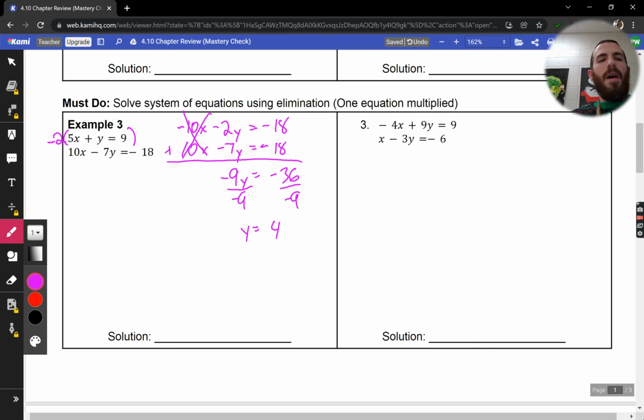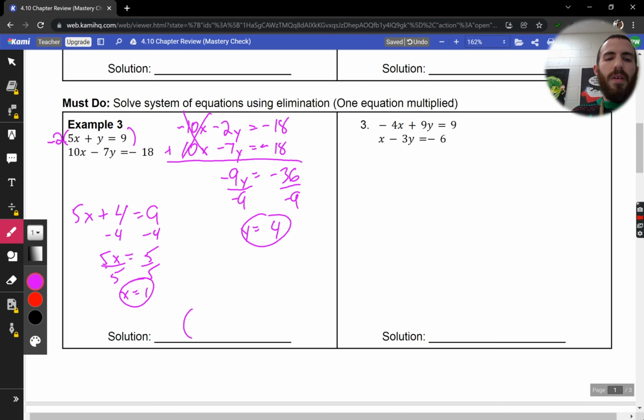Now you can choose the top or the bottom. The top equation has smaller numbers, so I'm going to plug the y into that one. So we get 5x plus the y value equals 9. Solving for x, the first thing we would do is move the constant. So we get 5. We then remove the coefficient. So we get x is 1. Then we can write our solution. 1, 4 is where these two lines will intersect.